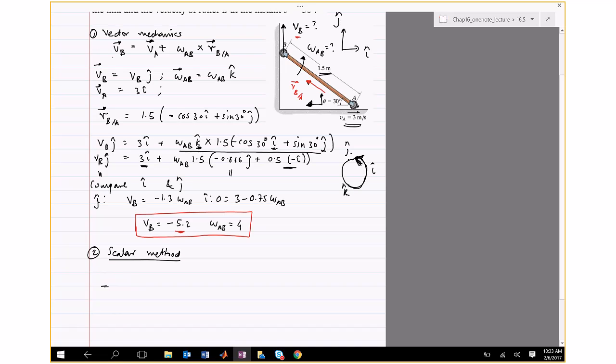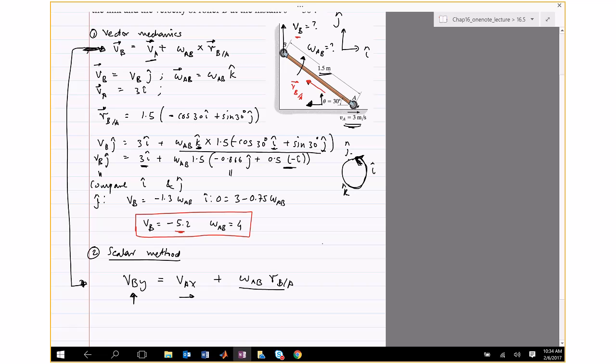You know what, let me write this equation in a slightly different way. So velocity of B in the y direction. I'm going to write this as VBy equals velocity of A, which is in the x direction, so I'm going to write this as VAx. If you like, you can write it like this because that denotes the direction of velocity. This is velocity of A in x plus omega AB times r of B with respect to A, and this thing is going to be in what direction?